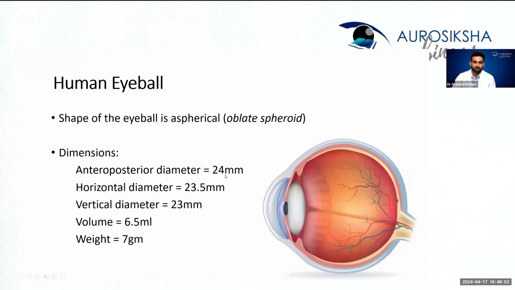Before that, let's look at a few important dimensions which you need to remember. The first, and the most important, is the anterior posterior diameter, which is around 24 millimeters. The horizontal diameter is 23.5 millimeters, the vertical diameter is 23 millimeters, the volume is 6.5 ml, and the weight is 7 grams. Even if you forget all these measurements, the one thing you cannot afford to forget is the anterior posterior diameter, from here to here. This measurement is important because the anterior posterior diameter, otherwise called the AP diameter, usually ranges from 23 to 25 millimeters.